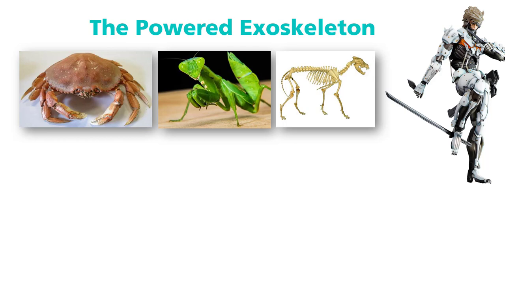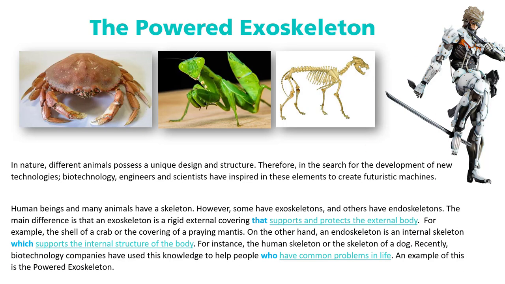Okay, if you pay attention here, guys, here we can see different kinds of exoskeletons, and basically here the principal objective is to try to identify something about this. Okay, so I'm going to read the first paragraph. We have in nature different animals that possess a unique design and structure. Therefore, in the search for the development of new technologies, biotechnologists, engineers, and scientists have been inspired by these elements to create futuristic machines. Human beings and many animals have a skeleton.